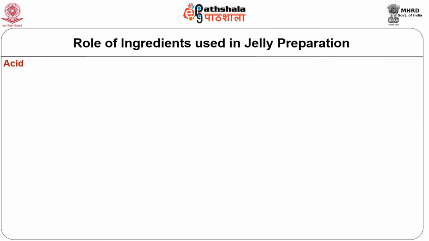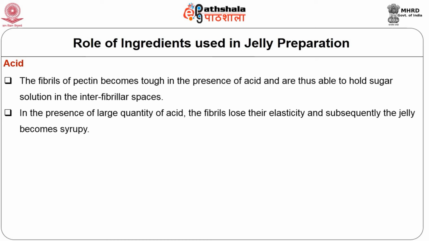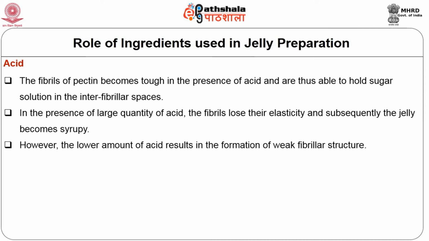Acid. The fibrils of pectin become tough in the presence of acid and are thus able to hold sugar solution in the interfibral spaces. In the presence of a large quantity of acid, the fibril loses its elasticity. Subsequently, the jelly becomes syrupy. However, a lower amount of acid results in the formation of a weak fibril structure. The jelly becomes weak and tender.